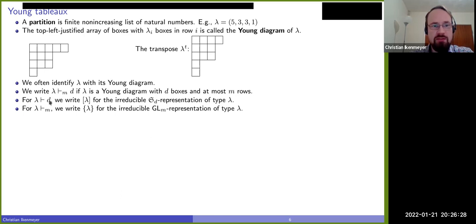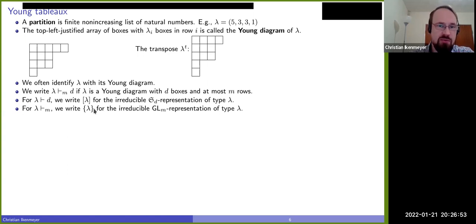And if lambda has D boxes, then there is an irreducible S_D representation of type lambda, and we will write it like this, also called the Specht module. And if lambda has at most m rows, then we can write this one here as an irreducible GL_m representation of type lambda. It's sometimes called the Schur module or the Weyl module.